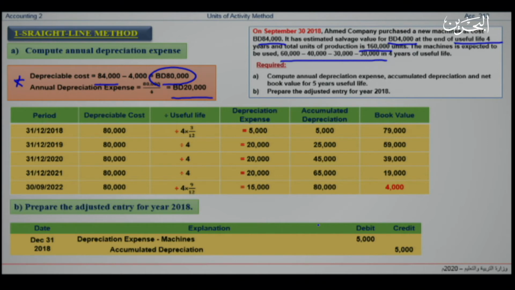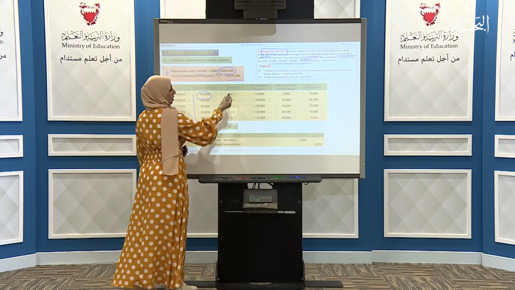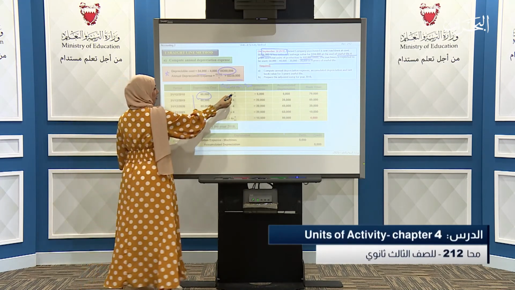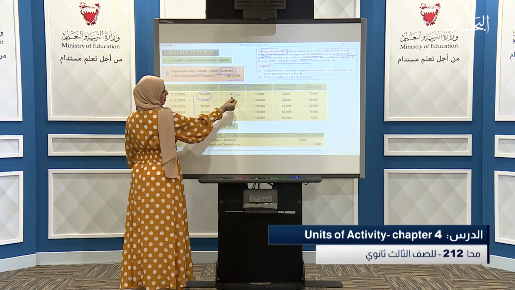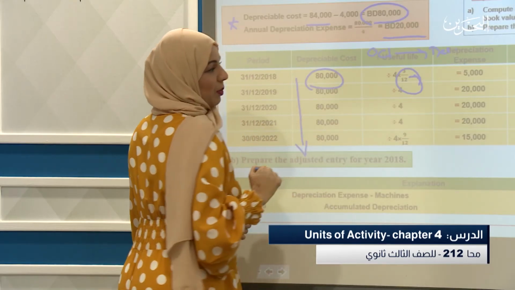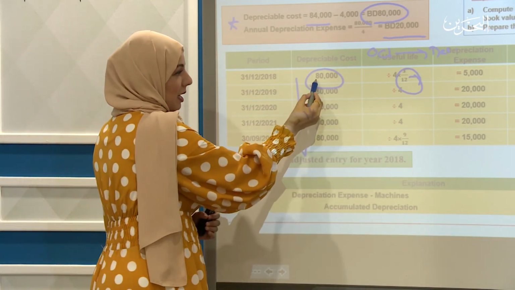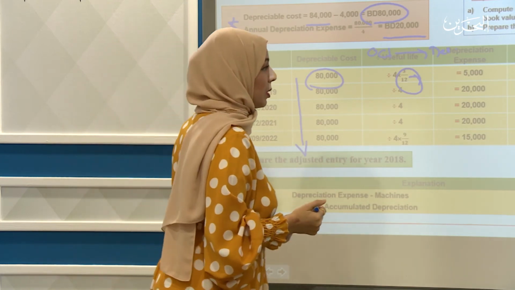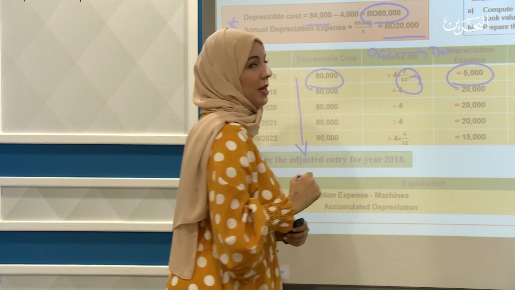For the first period, the depreciation cost will be 80,000, and it will be fixed for all the periods. For the first period, I should notice the purchase was on September 30, 2018. It's not from the beginning of the year. So it starts from October until December, which is 3 months. So I will take the rate for the useful life, multiplied by the number of months, which is 3 over 12. 80,000 divided by 4, the useful life, multiplied by the time, which is 3 months over 12. I will get the depreciation expense of 5,000.